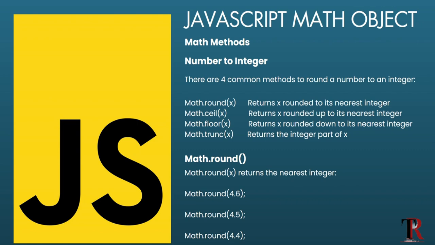Now, moving away from constants, let's begin to look at math methods. Let's look at how you can work with math objects in JavaScript by using the methods that are available.